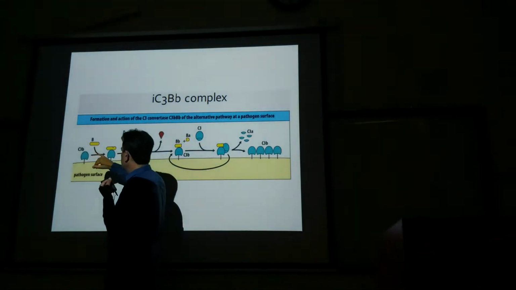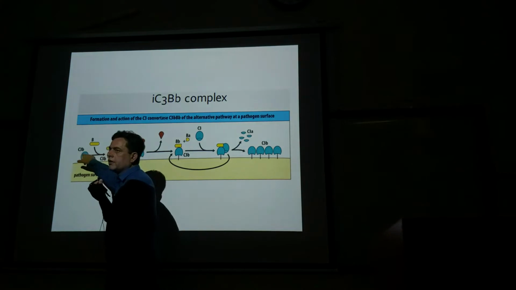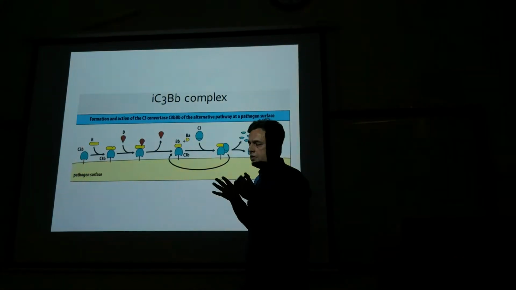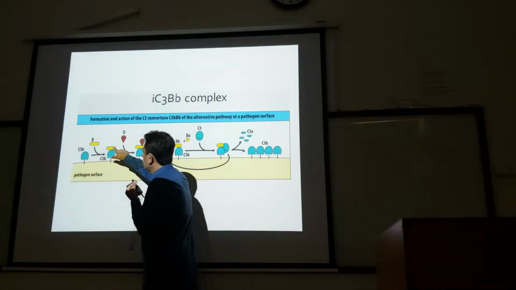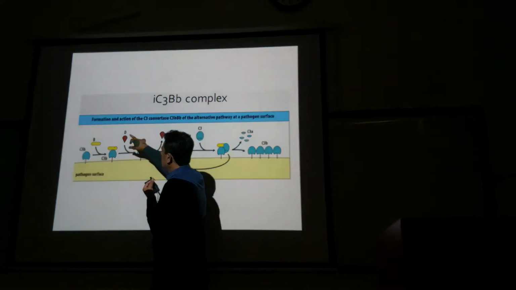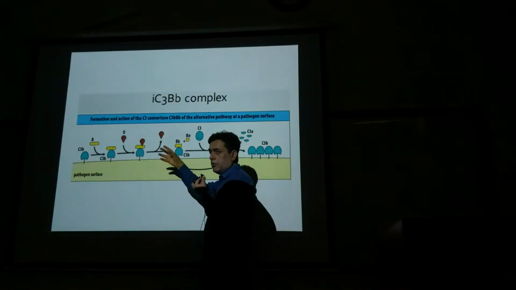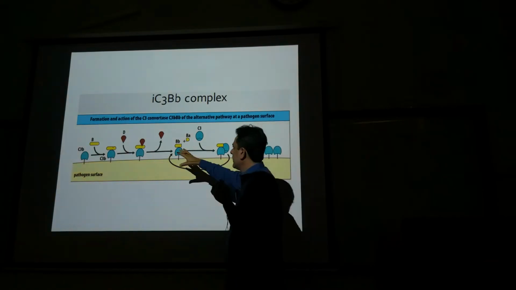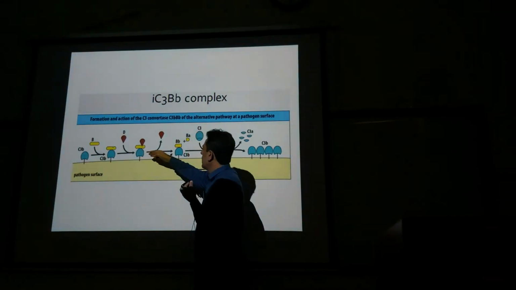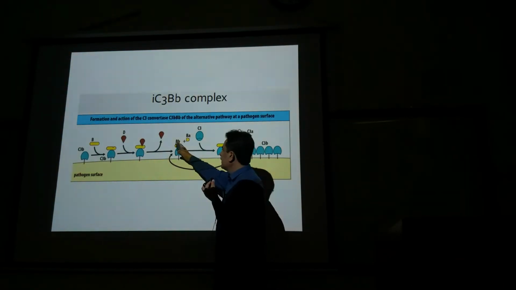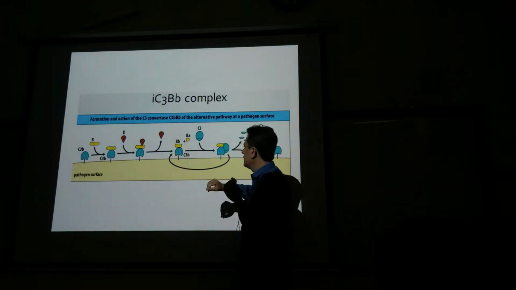Factor B is coming here, attaching to C3b, and when it attaches to C3b, it undergoes a conformational change. This is detected by factor D. This is an invitation letter for factor D to come here and bind to this factor. And it would, in the same way, cleave this into two parts, the smaller and the bigger part. The bigger becomes attached to it.